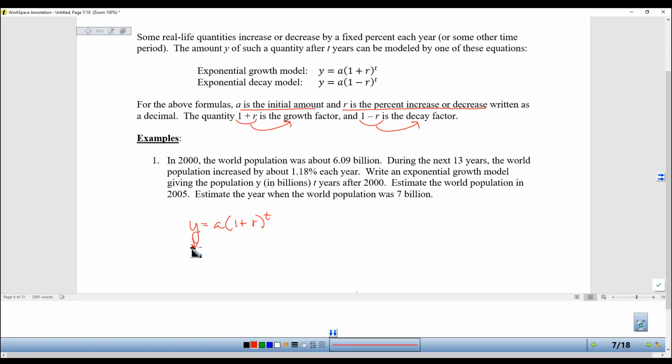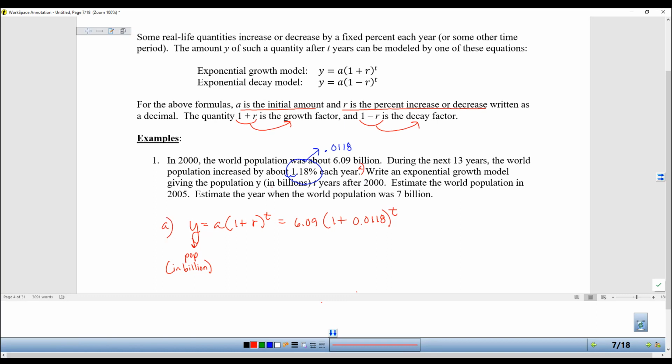So this is going to be our population in billions. And it's going to start out at 6.09 billion. So I don't need to make this number in billions. It's already decided by the y, times 1 plus. Now be careful here. I need to change this to a decimal. So I'm going to move the decimal place over 2. So 0.0118, to the t. And that was the first question, A.